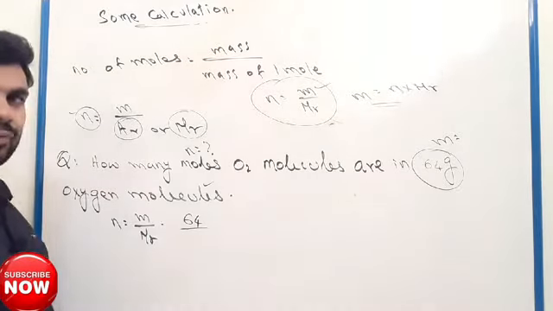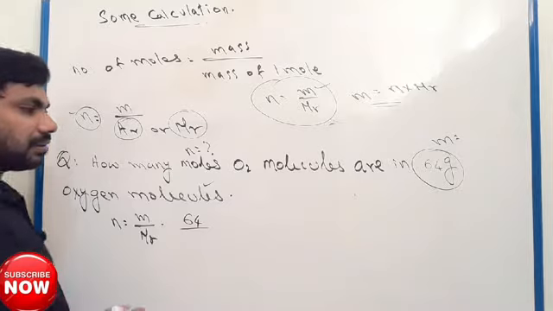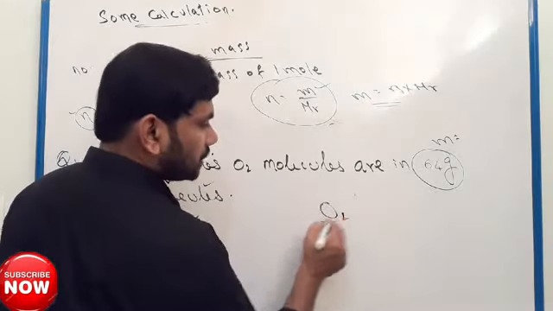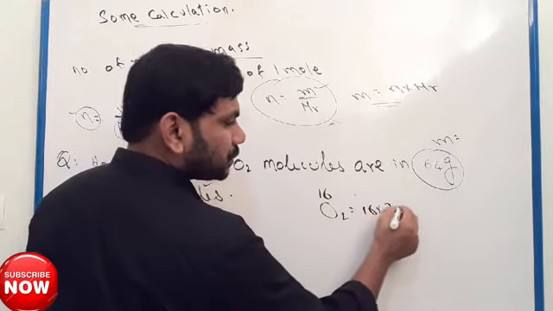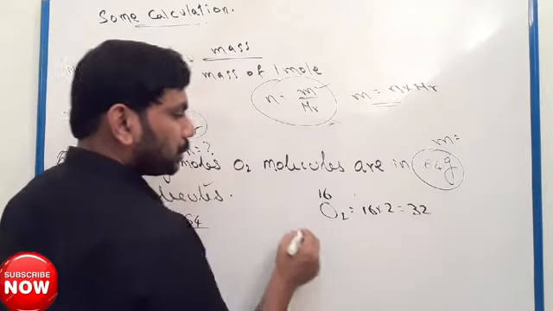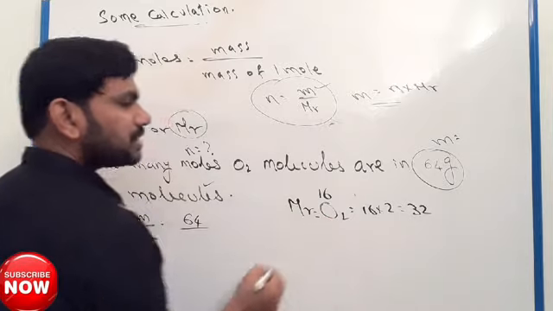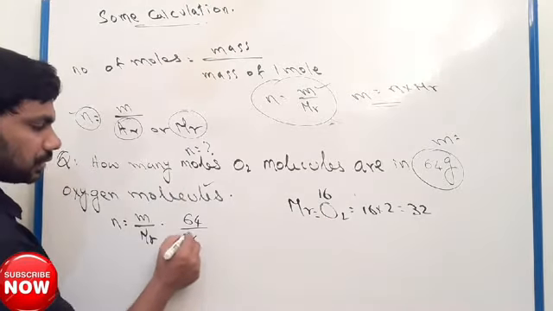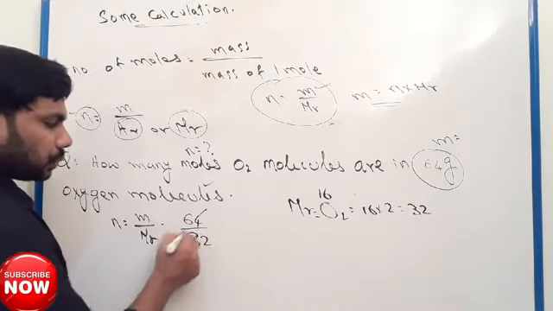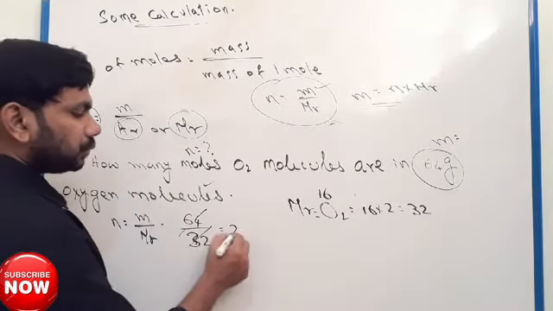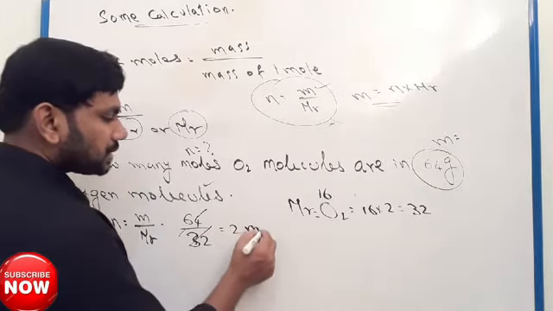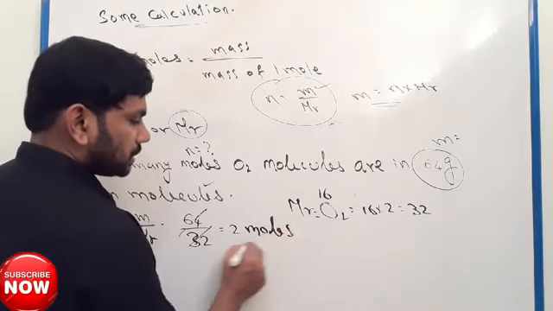Divided by the relative molecular mass of oxygen. Oxygen is 16, so O2 means 16 times 2, so it will be 32. So the molecular mass of oxygen is 32. After solving 64 divided by 32, you will get 2. So the answer is 2 moles.